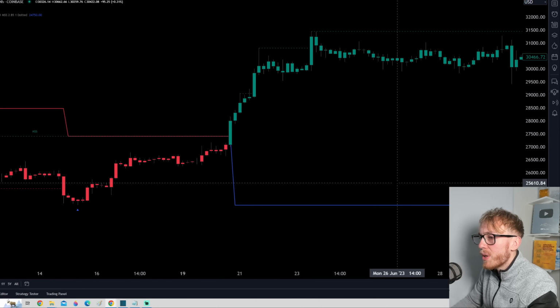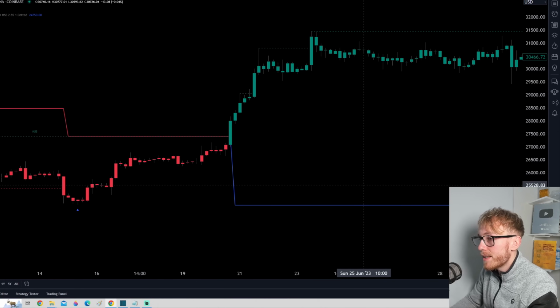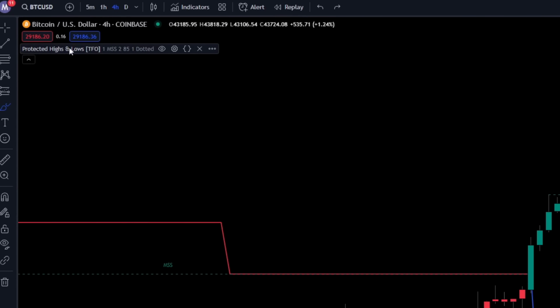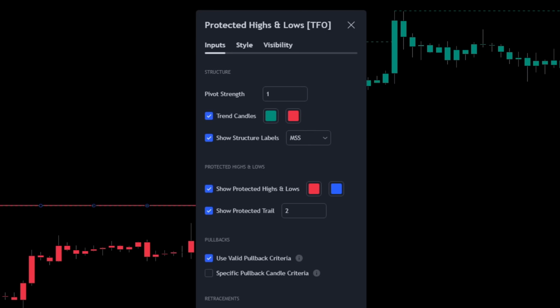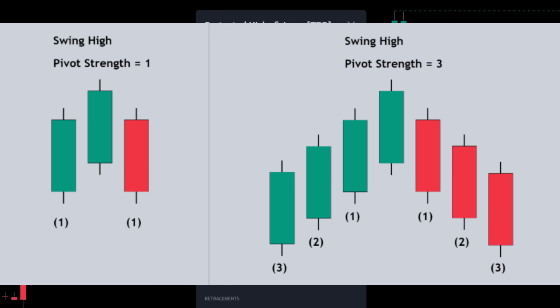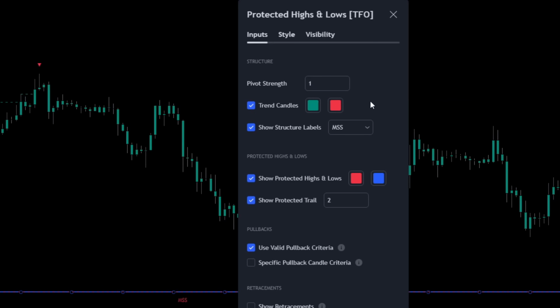What we now have to do is to change a few important settings. So we head up here to the settings tab for the indicator. And the first important setting we have to understand is about the structure of the indicator. First of all, we have the pivot strength. And you can think about this as how significant do we want the highs and lows that the indicator calculates to be. And the standard setting here is 1.